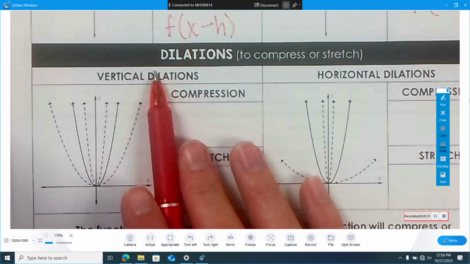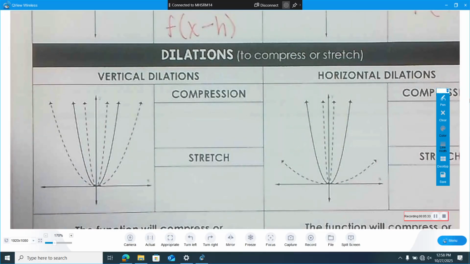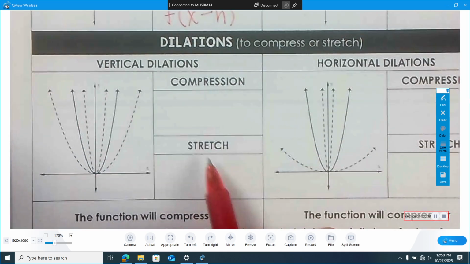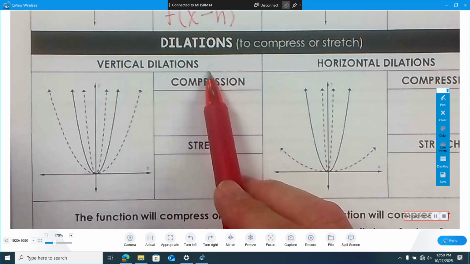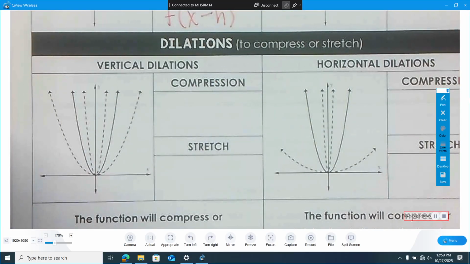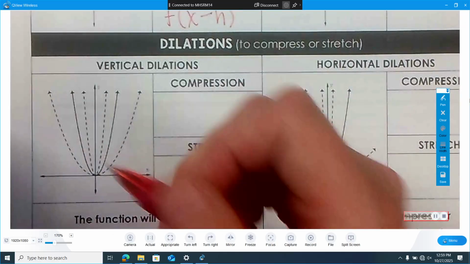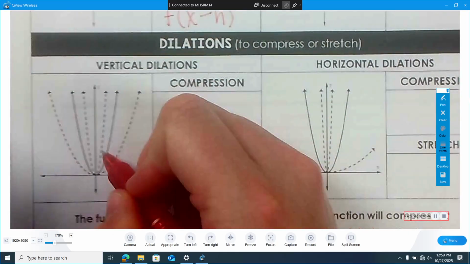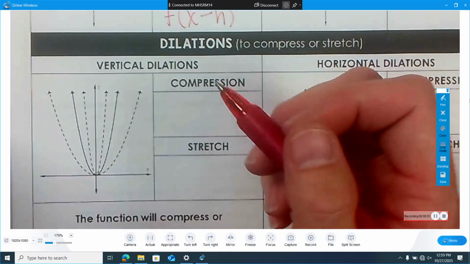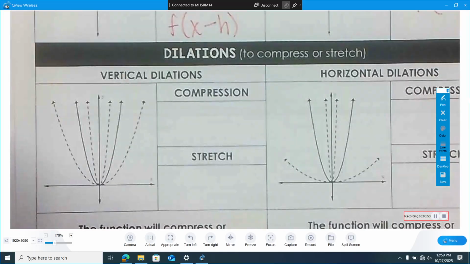Here we have vertical dilations. A vertical dilation is changing the y values, all right? We can stretch or compress the y values based on putting numbers in certain spots, okay? So here I'm looking at my regular function, and I like to do this with a calculator. All right.